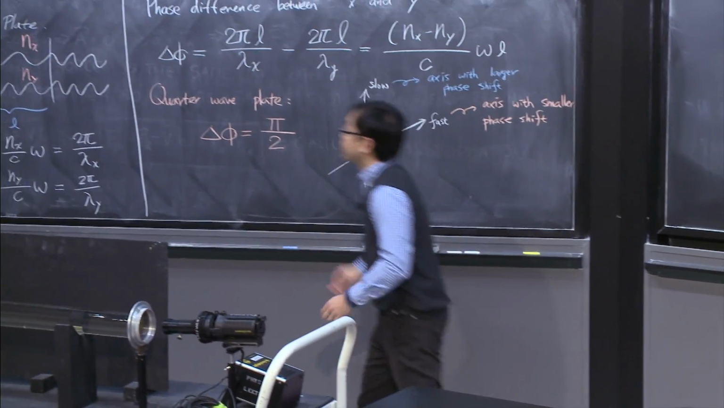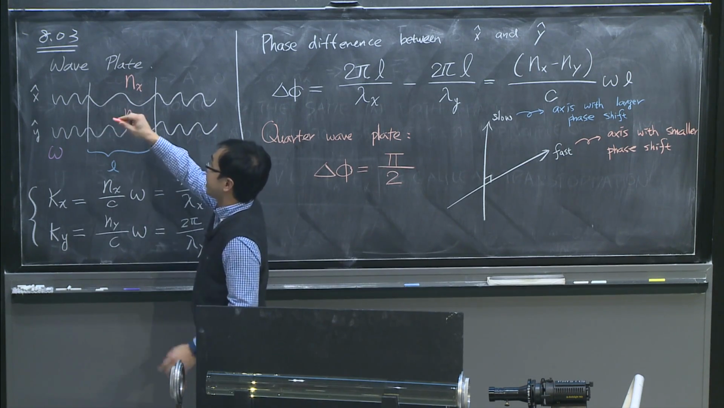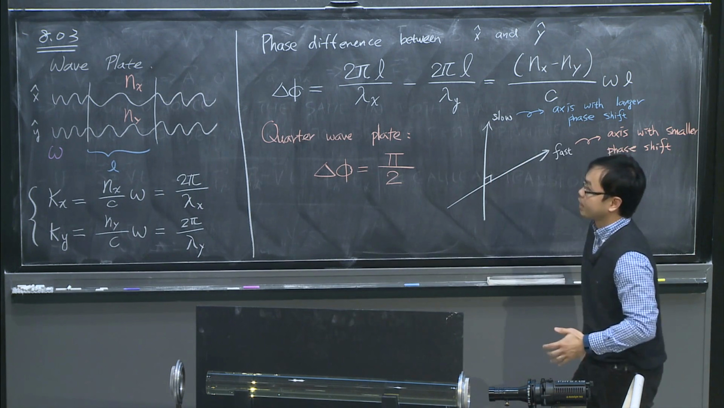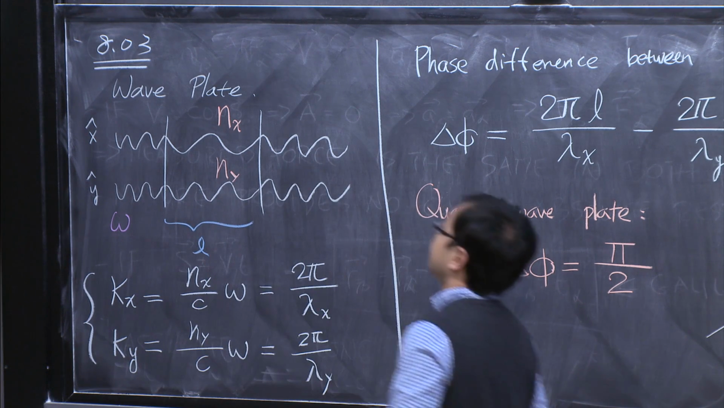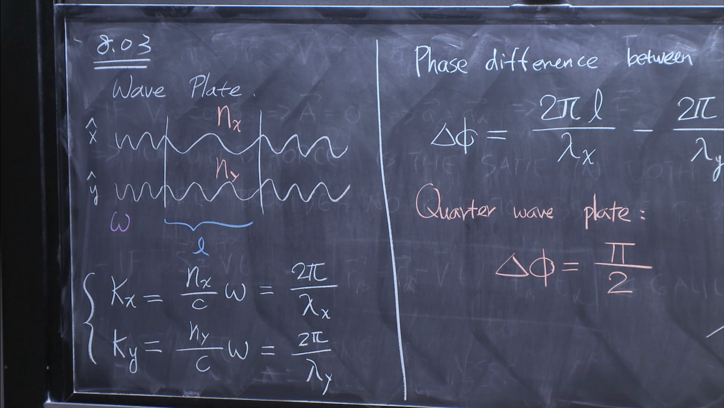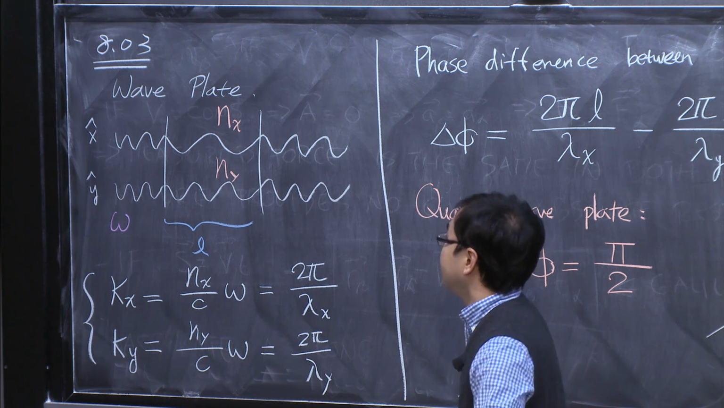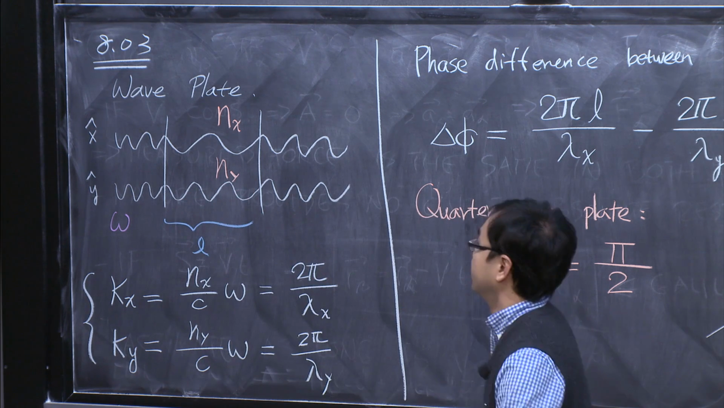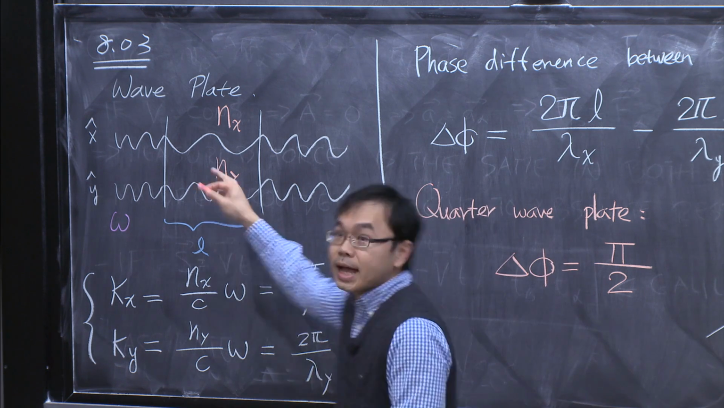So let's take a look at the diagram here. Assuming that I have a thin layer of sheet, which I call a wave plate, this is actually a running of that sheet. The interesting property of this wave plate sheet is that the refraction index nx in the x direction and the refraction index for the linearly polarized wave in the y direction are different.